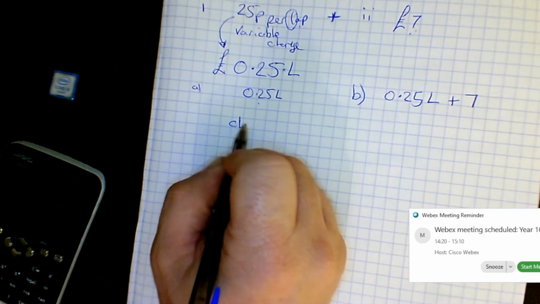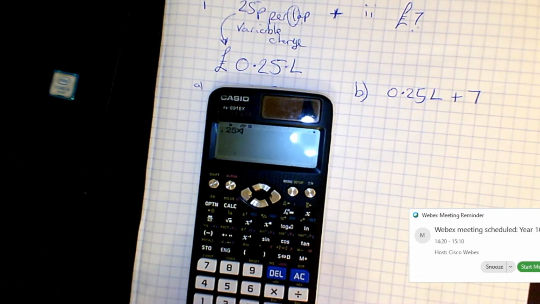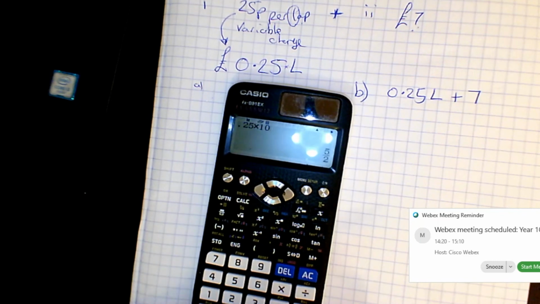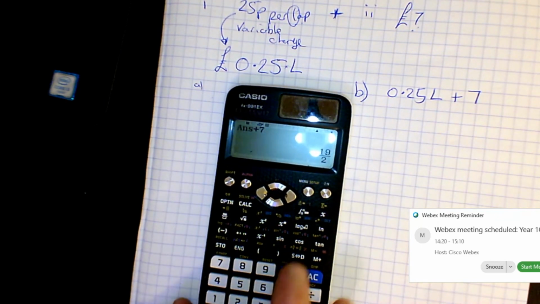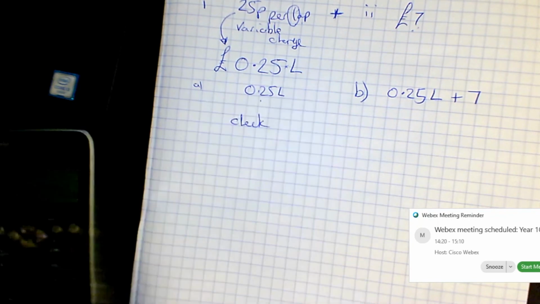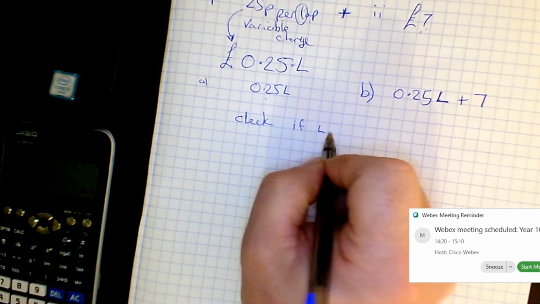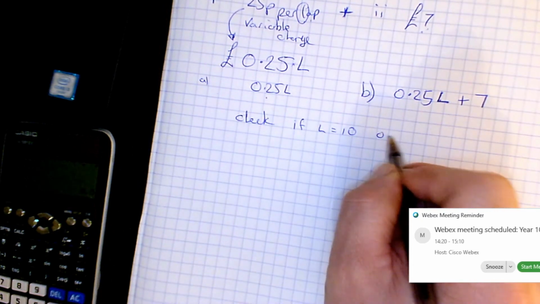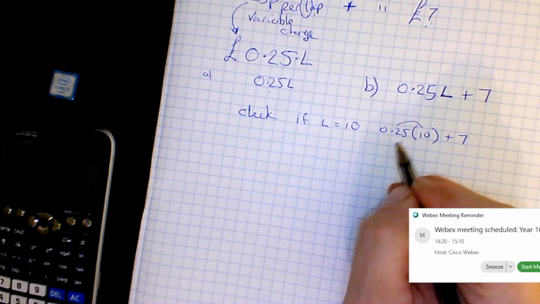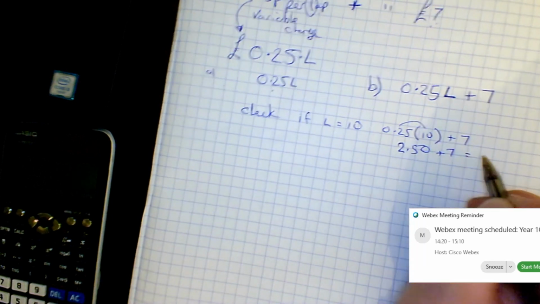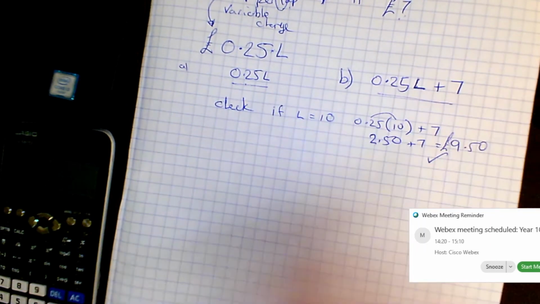Let's check. If it's 25p per lap, 0.25 times 10 laps would give me £2.50, plus a 7 would give me £9.50. So if the number of laps equals 10, 0.25 times 10 plus 7, multiply this out, would give me £2.50, plus the 7 would give me £9.50. So A and B.